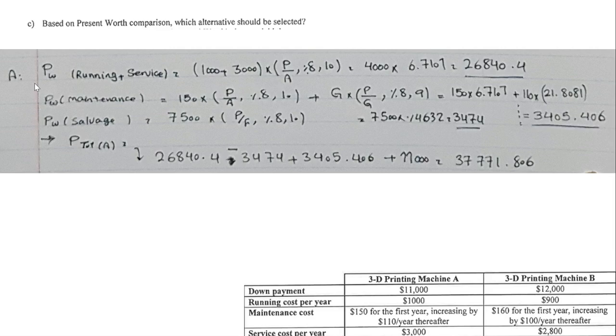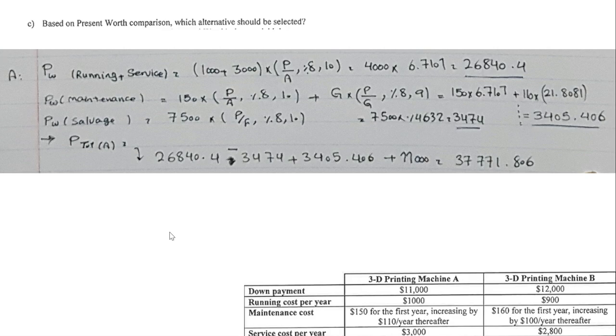In part C, it's asking, based on present worth comparison, which alternative should be selected? Before, we were using the annual cost; now we are using the present worth. Let's see which one we have to choose. For calculating the present worth, we have to change the annual worth to present and the salvage worth to present, and the present worth we shouldn't change.